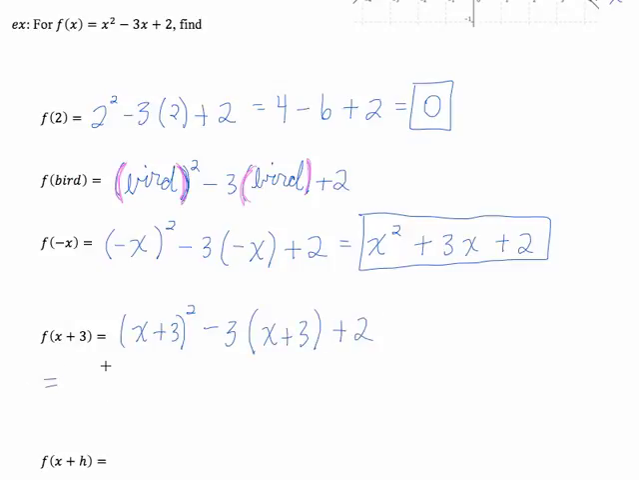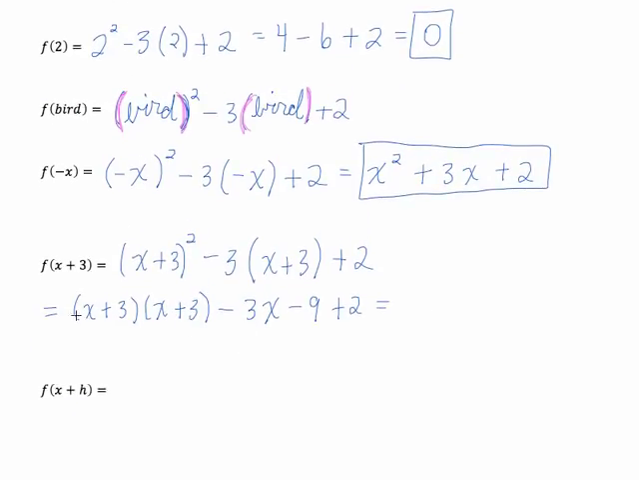And then we can expand this out. So x plus 3 all squared means x plus 3 times itself, x plus 3. And if you're rusty, you'll want to write that out. We can go ahead and distribute that negative 3 to get negative 3x minus 9, and then the plus 2 just carries along.